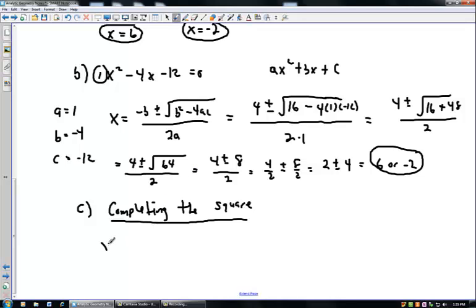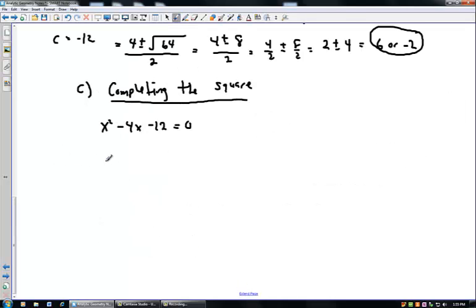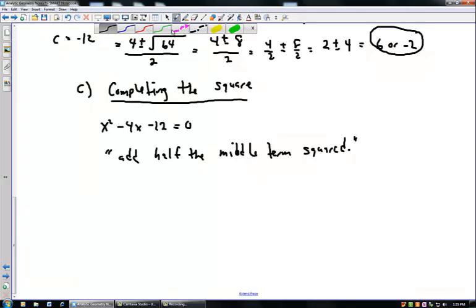And so what you do is we say, okay, x squared minus 4x minus 12 is equal to 0. And in order to complete the square, you follow the saying, add half the middle term squared. If you do this, you'll always get the right answer. And so when I say the half the middle term, hopefully your brain says the middle term is this negative 4 right here, and half is 2, and if you square it, you get back 4.